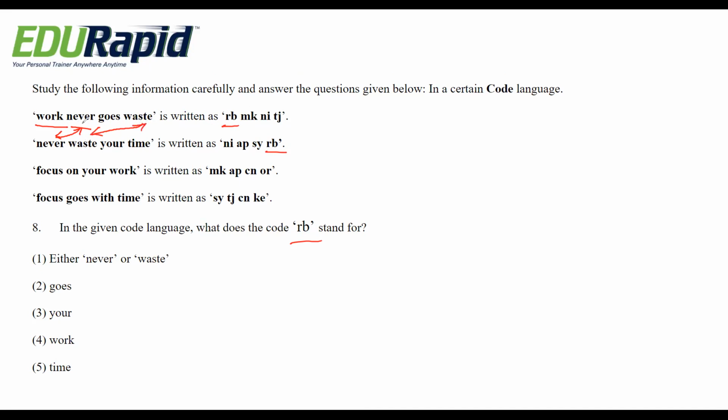Let me check the third and fourth sentences. Never is not in the third sentence. Also waste is not there. Also in the fourth one, never or waste is not present. So we can say that either never or waste is the right one. So we don't know exactly whether it is never or waste. So we can say that it is an either-or case. So option 1 is the right answer for this.